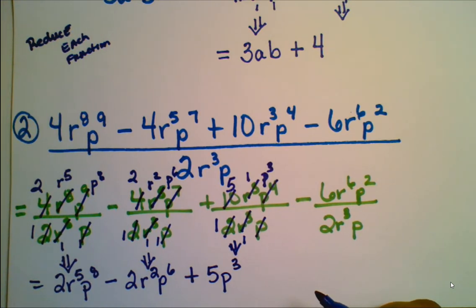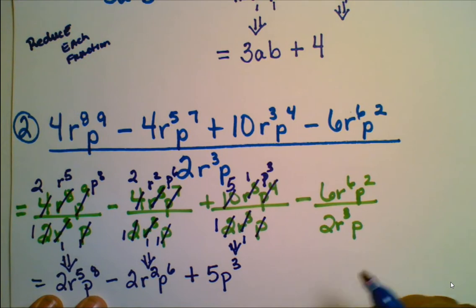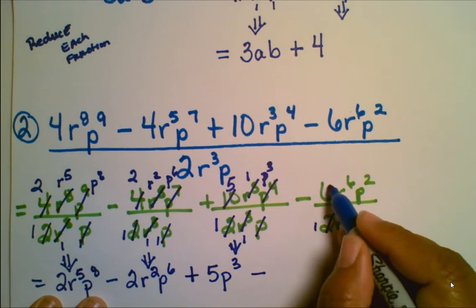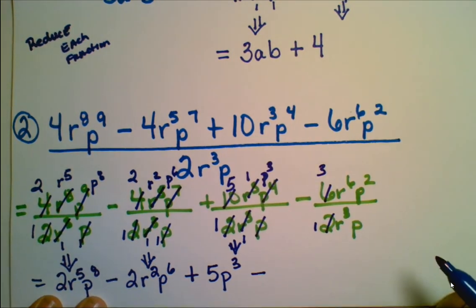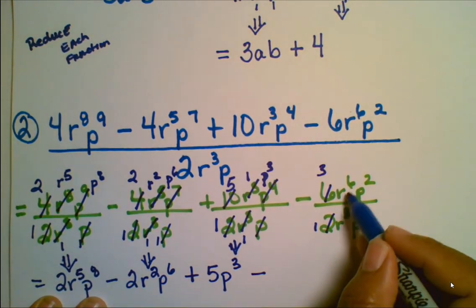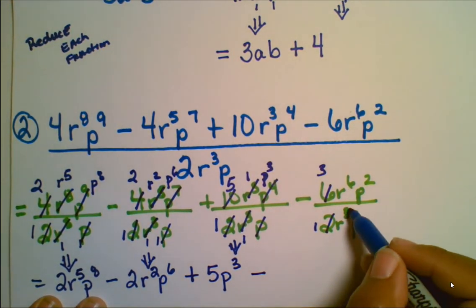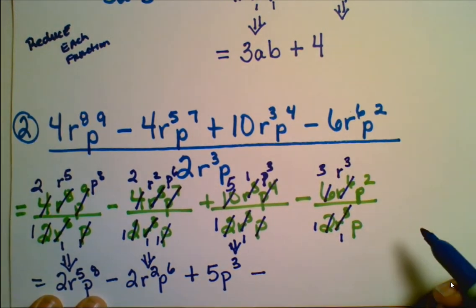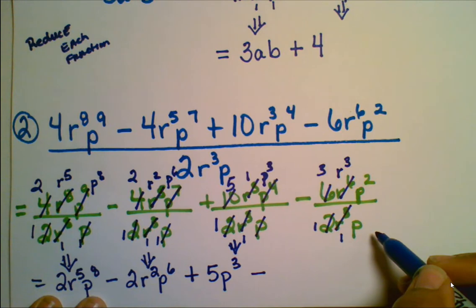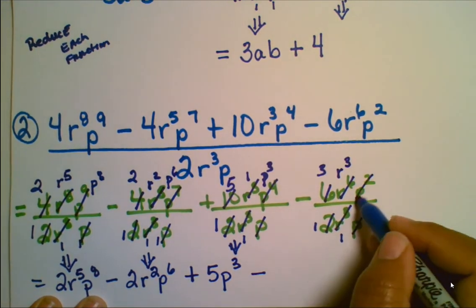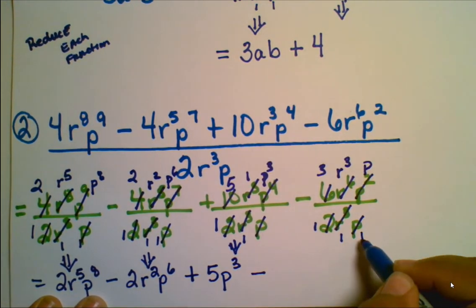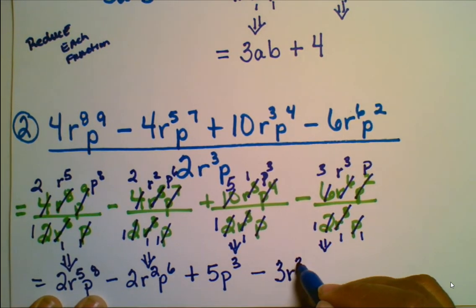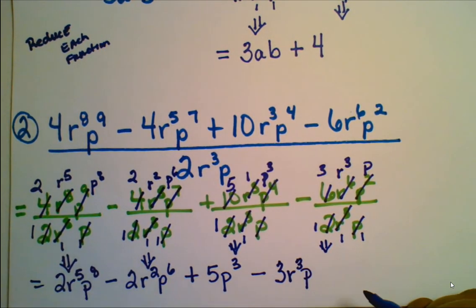Okay, and then our last term, we have minus, and then 2 divides into 6 3 times. We have r to the 6th over r cubed. We're going to subtract 3 r's from 6. We have r cubed. And then our base p for the last term. We're going to subtract a p from p squared. We have a p. So then this gives us 3r cubed p.